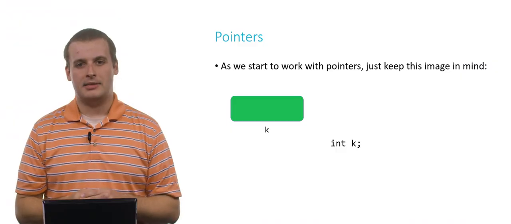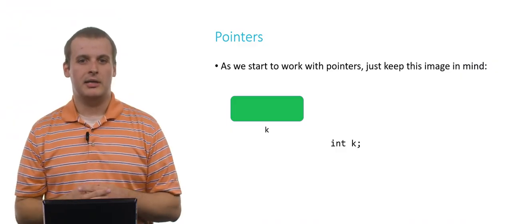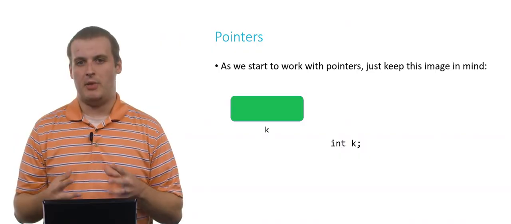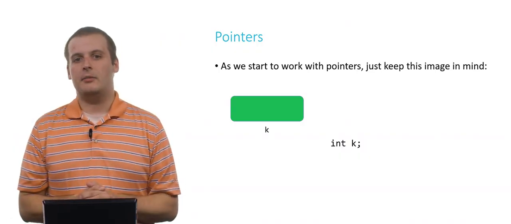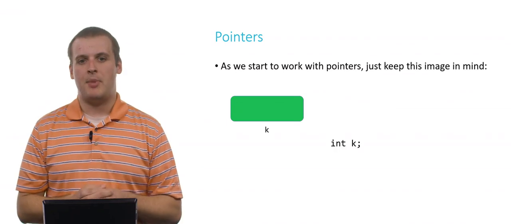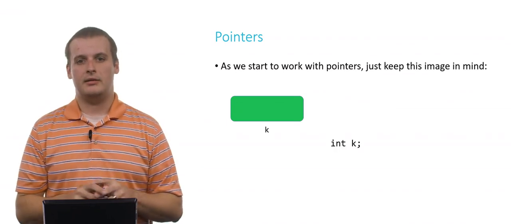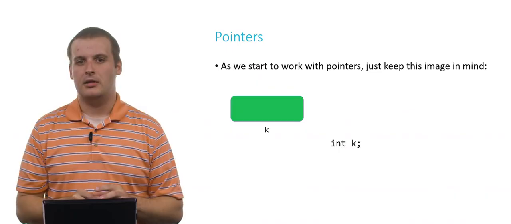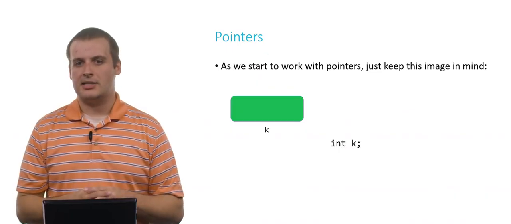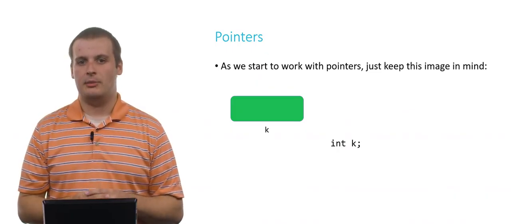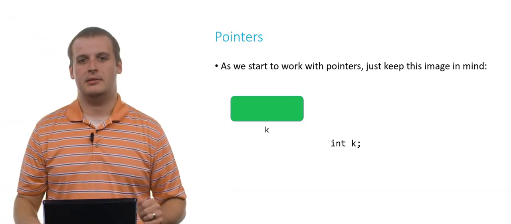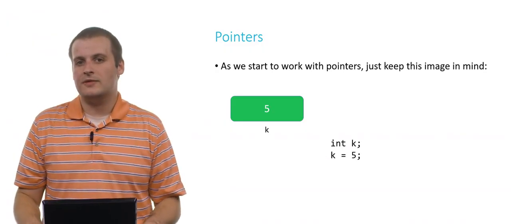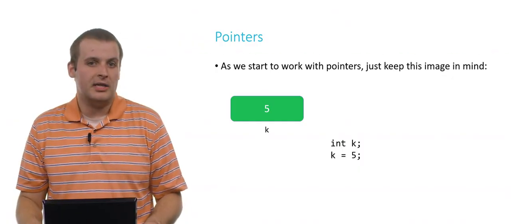I have a box, and it's colored green because I can put integers in green boxes. If it was a character, I might have a blue box. But I always say, if I'm creating a box that can hold integers, that box is colored green. And I take a permanent marker and I write k on the side of it. So I have a box called k into which I can put integers. So when I say int k, that's what happens in my head. If I say k equals 5, what am I doing? Well, I'm putting 5 in the box, right?